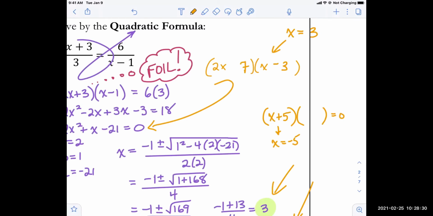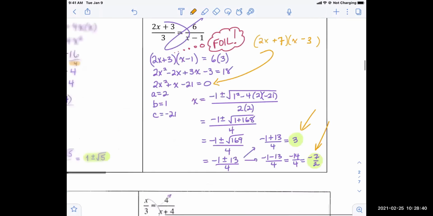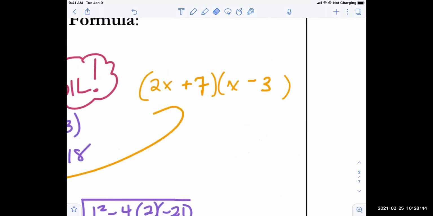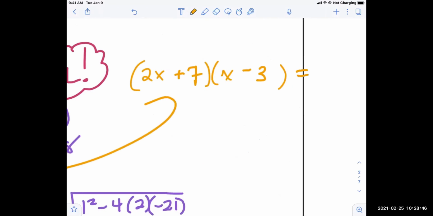So it must be -3 and 7. What should the sign be for trying to get -21? Yeah, it's going to be +7, right? So if you FOIL that out, and again, I'm doing that because we already know the solutions. Obviously, if you didn't know the solutions, you have to do guess and check to get it to work. Okay, but that would give you your -7/2 and your x equals 3.